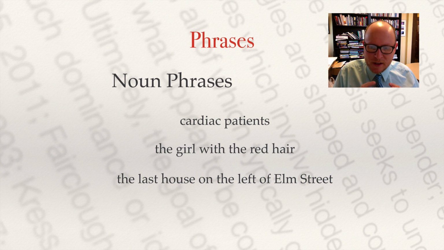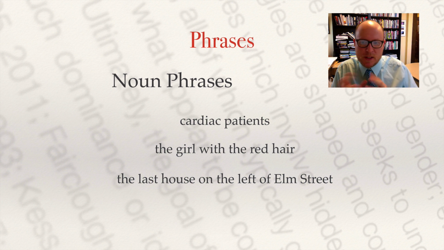The girl with the red hair, right, there's determiners in there. The girl, that's a noun. With the red hair, that's a prepositional phrase, but those words chunk together to function like a singular noun, the girl with the red hair. And it's the same with the last one. Here we have multiple prepositional phrases going on in there. The last house, on the left, of Elm Street, that whole set of words, that whole phrase functions as a single noun. It's one single house, but there's more description that goes in there with it.